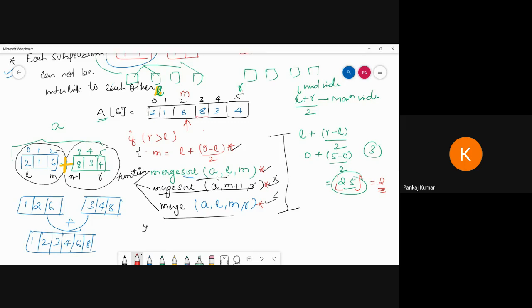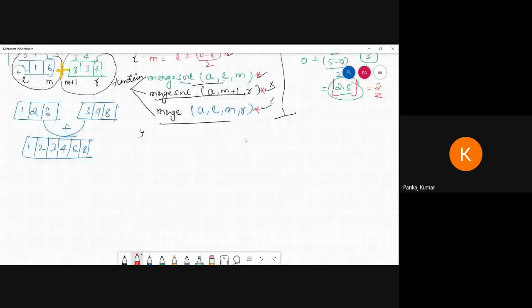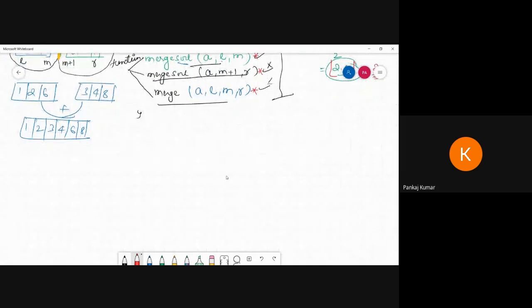Okay. Now see, I'm going to write one by one. First I am going to write merge sort. Now see, in merge sort, what do we have to do?